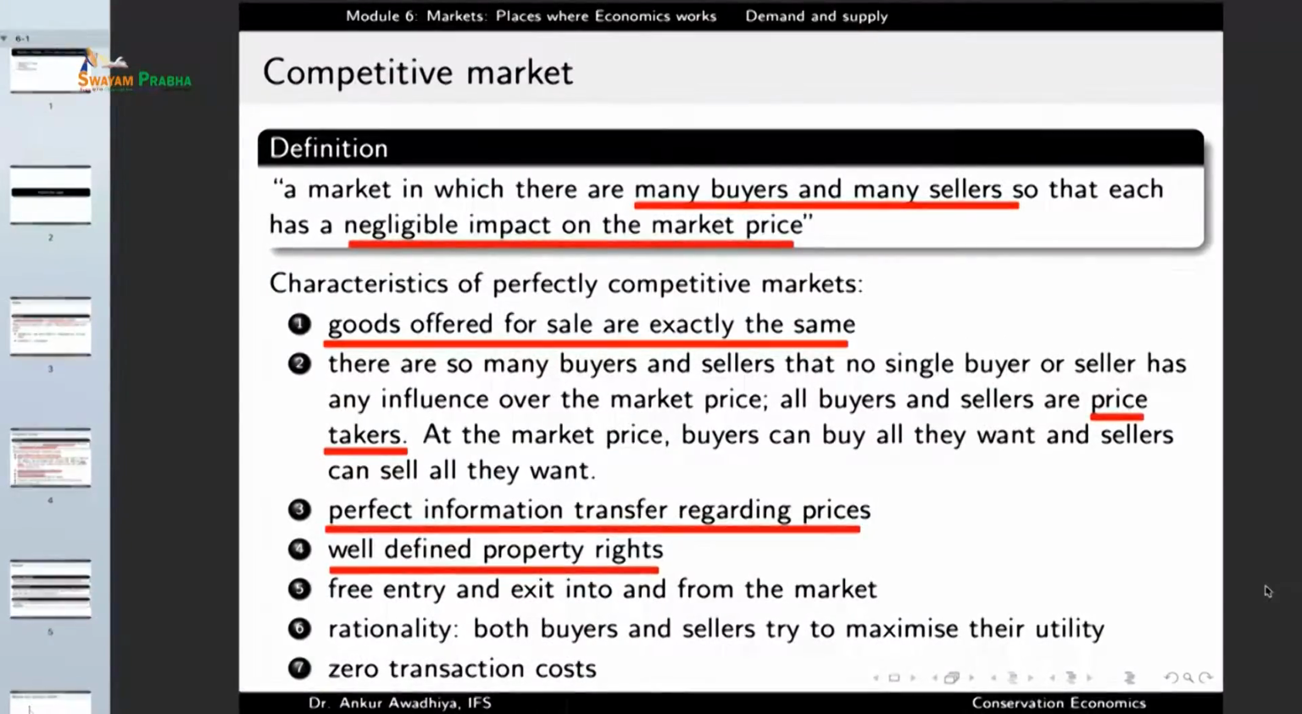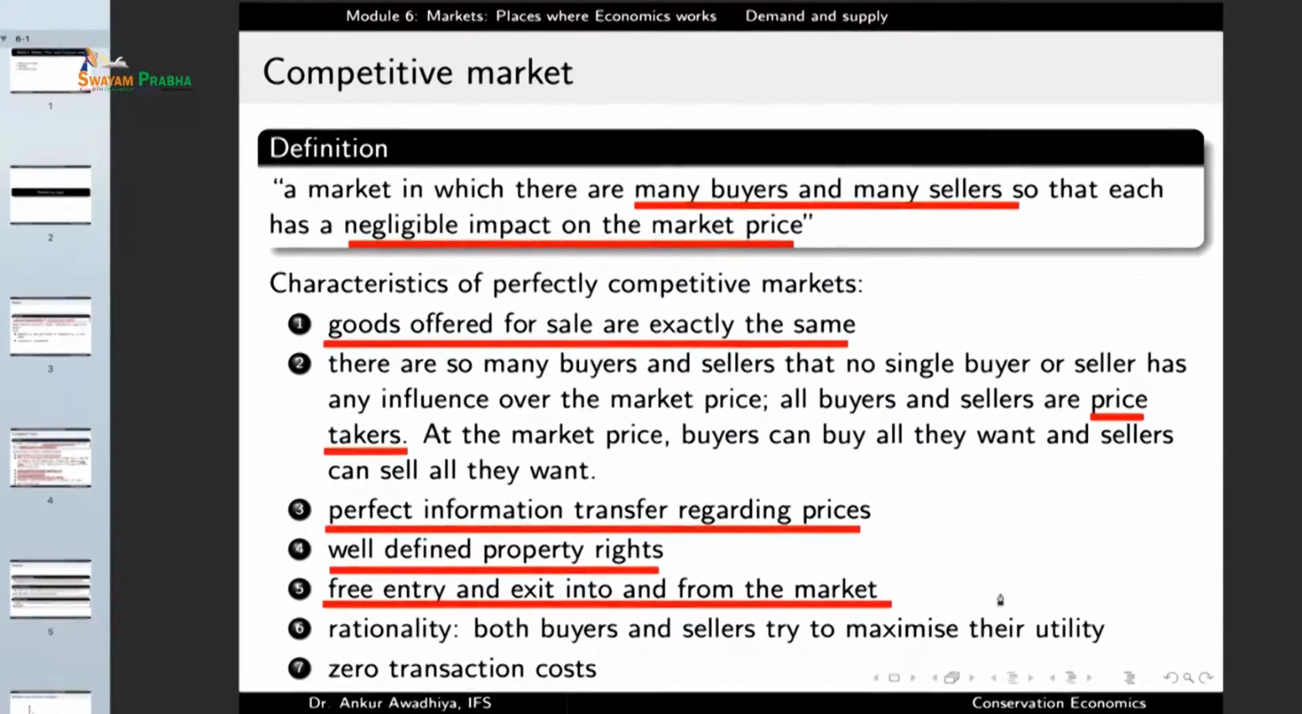Similarly, if there is a buyer, he should have confidence that there are property rights and that his property rights are going to be respected. So, the working of the market requires well defined property rights, and this is a characteristic of a perfectly competitive market. Then there should be free entry and exit into and from the market.